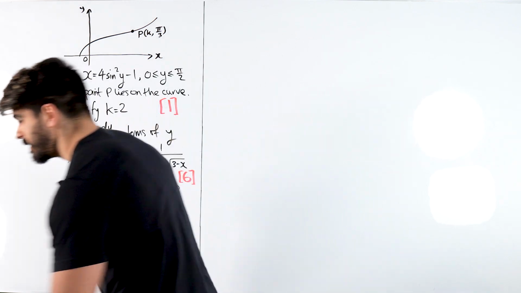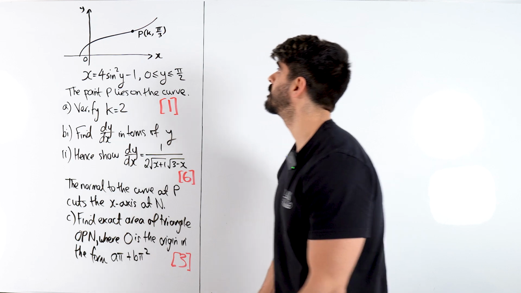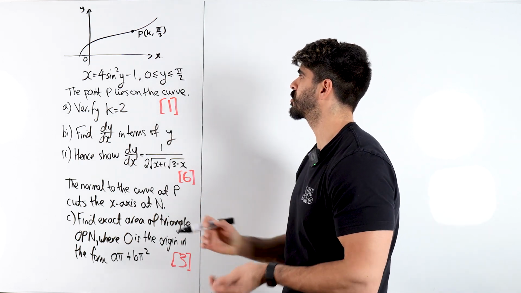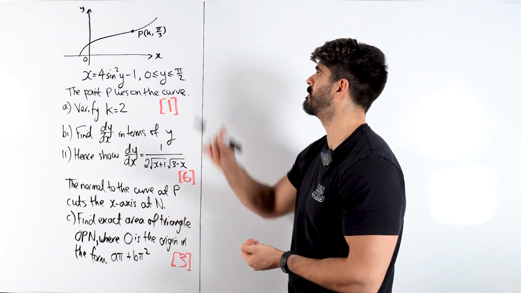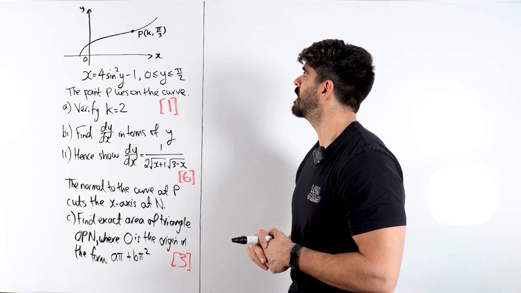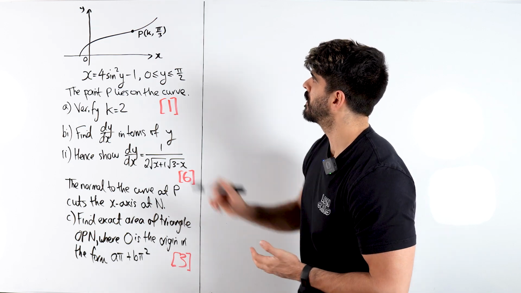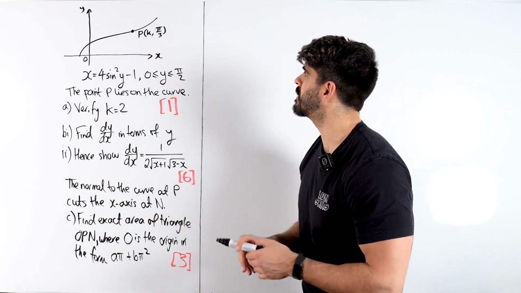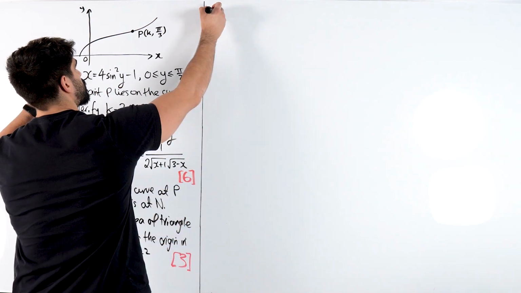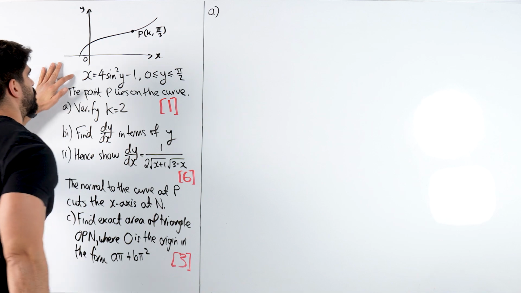Check it out. So, the question gave us this diagram. X is 4 sine squared y minus 1, with y being between 0 and pi over 2. It says the point P lies on the curve. Verify that K is 2. All right, so that just means that you have y is pi over 3, you're just subbing that in. That's a nice and easy 1 mark question. C Aggressive definitely was not struggling with that one.